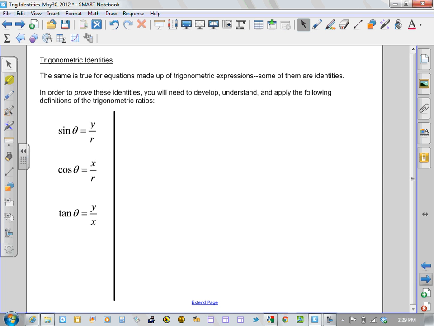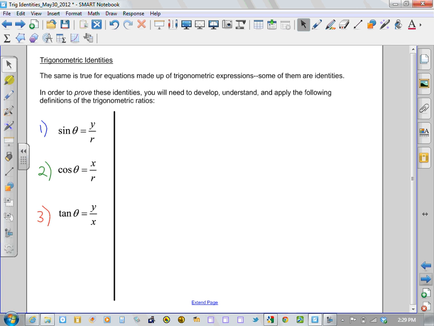In order to meet that goal, you have to have a few definitions in your back pocket so that you can pull those out and rely on them as a tool for simplifying complicated looking expressions such that you can make them equal, left side versus right side. Three definitions we have off to the left-hand side. You can see that we have a definition for the sine of theta, that it is y divided by r, where r is the radius. We also have cosine of theta being defined as x over r, and the tangent of theta being defined as y over x.